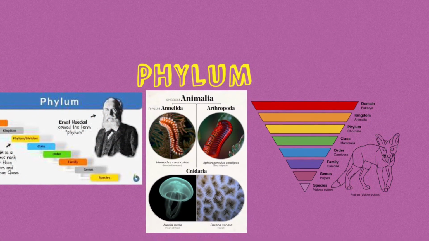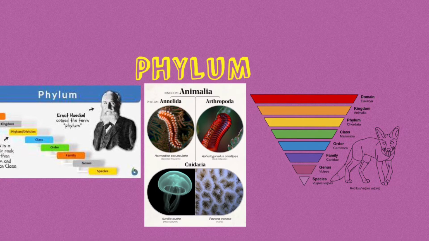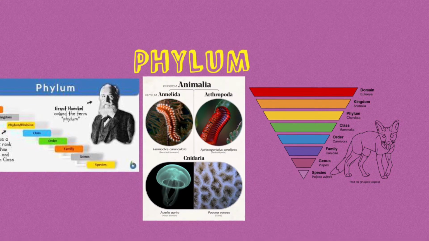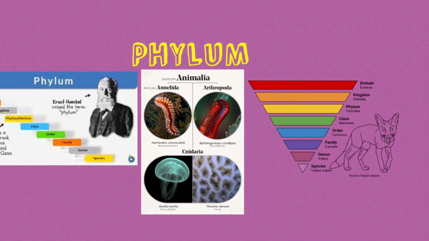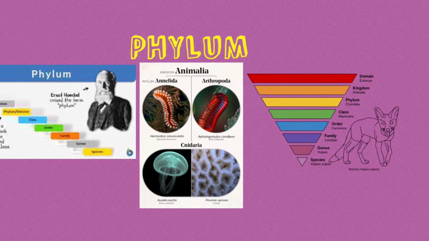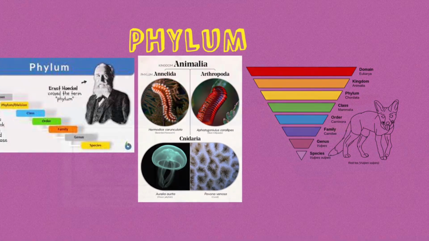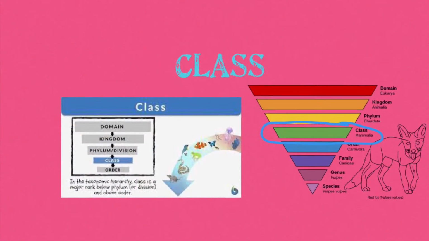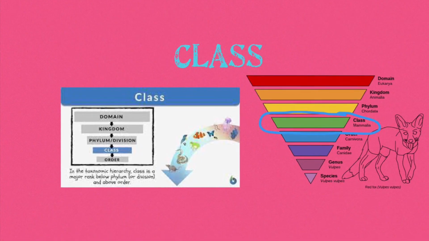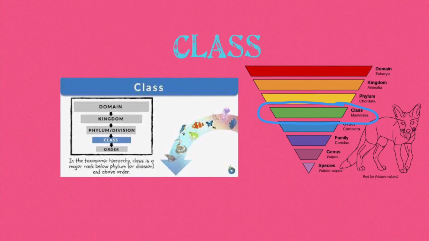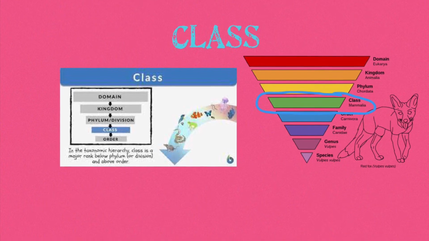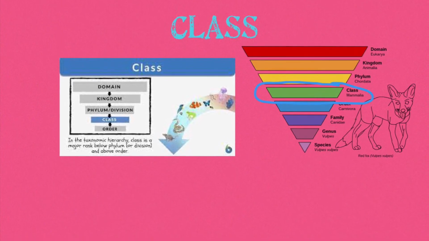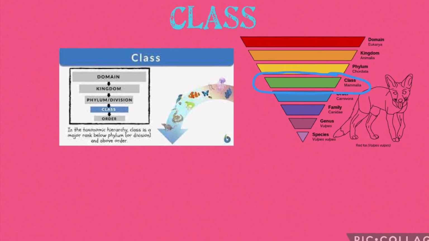Phylum is the 3rd level of classification. There are approximately around 35 phyla, but around 9 contain the majority of the organisms. After phylum, class is the 4th level of classification. It is not too narrow, but not too wide. There are more than 108 different classes for grouping different organisms.